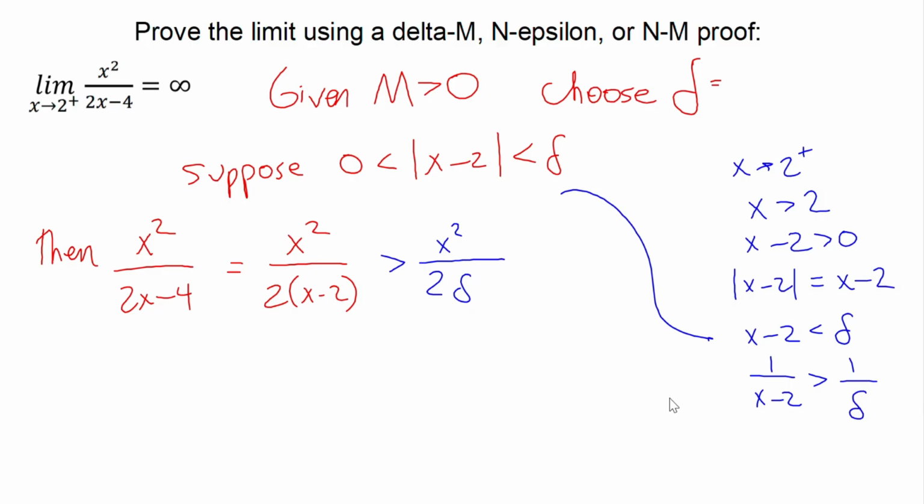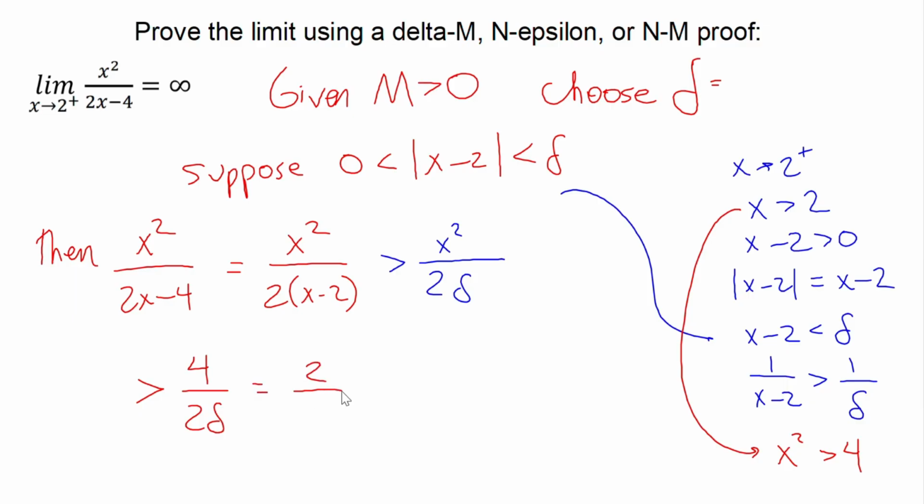So now that we've got that, we just need to figure out what x squared is greater than. Well, if x is greater than 2, then x squared sure must be greater than 4. So this would be greater than 4 over 2 delta. Well, 4 over 2 delta is just 2 over delta. And you don't have to say anything more than that. You can just turn that into your m.